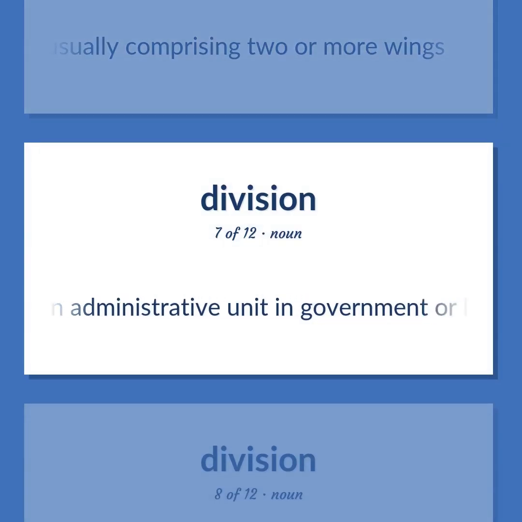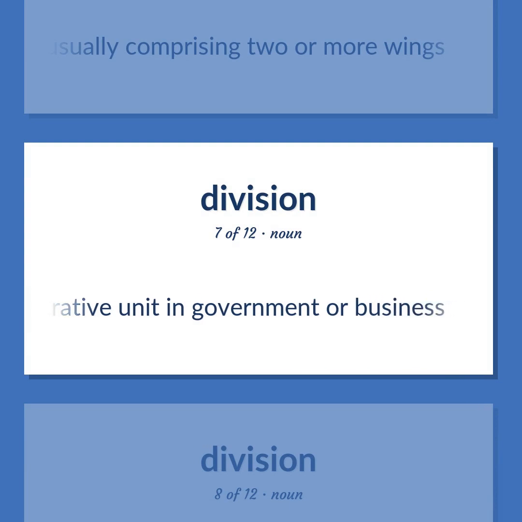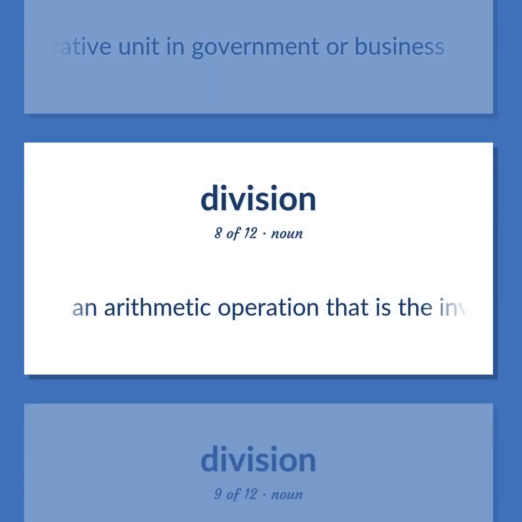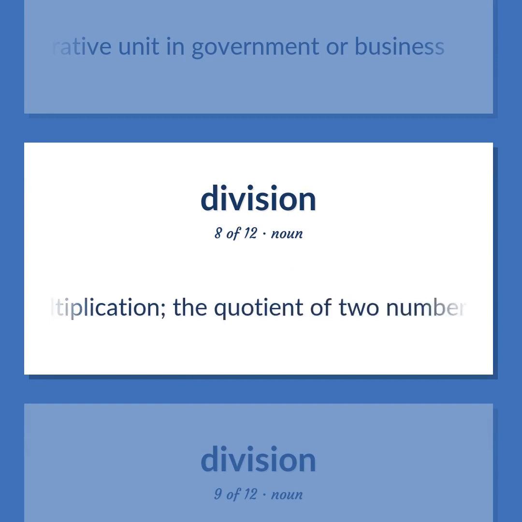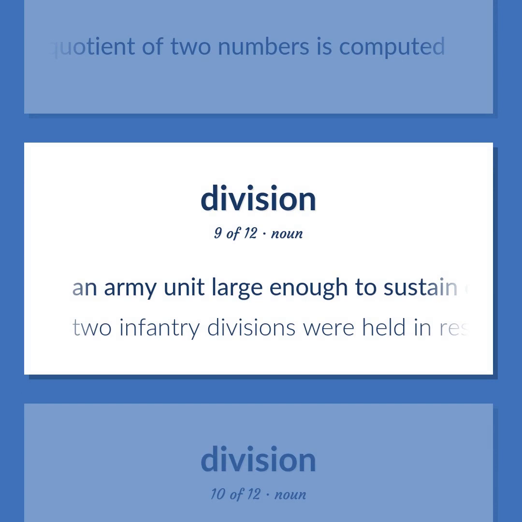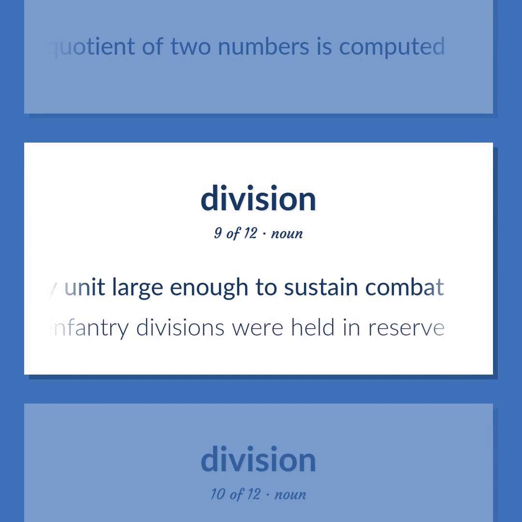An administrative unit in government or business. An arithmetic operation that is the inverse of multiplication. The quotient of 2 numbers is computed. An army unit large enough to sustain combat. 2 infantry divisions were held in reserve.